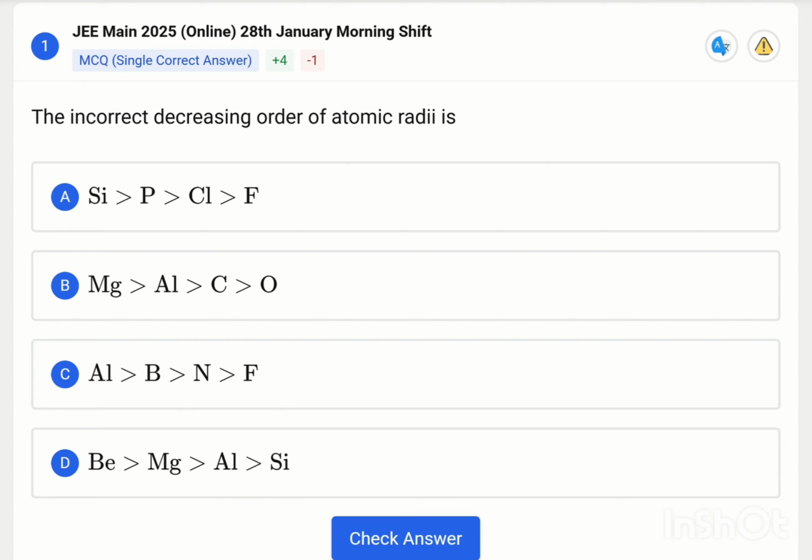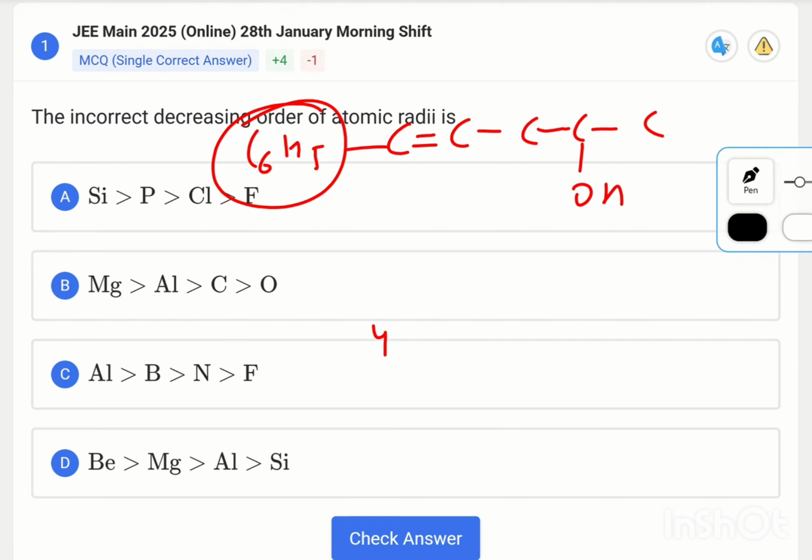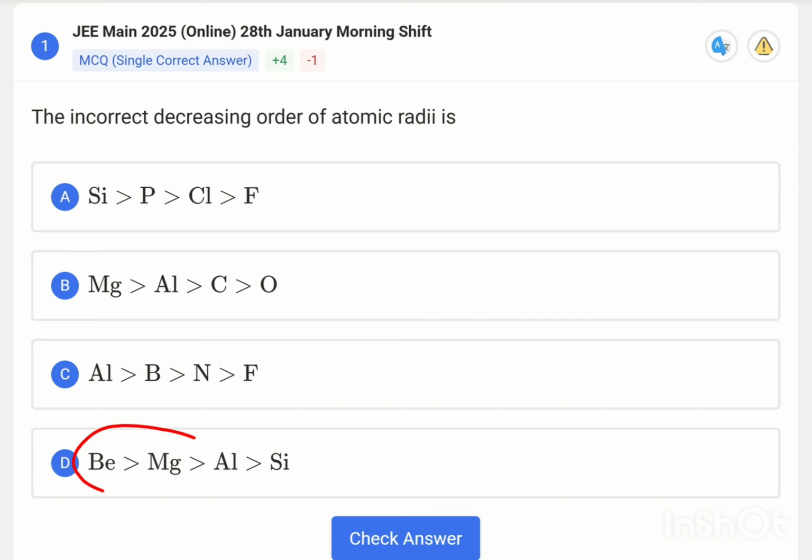So let us start with the very first question. The incorrect decreasing order of atomic radii is: silicon, phosphorus, chlorine, fluorine. In this type of question, you need to check all 4 options because you will not find the right answer easily. The second option is magnesium, aluminum, carbon, oxygen. Then aluminium, boron, nitrogen, fluorine. Then beryllium, magnesium, aluminum and silicon. If you notice something special, beryllium and magnesium should not be like this. It should be beryllium is less than magnesium.